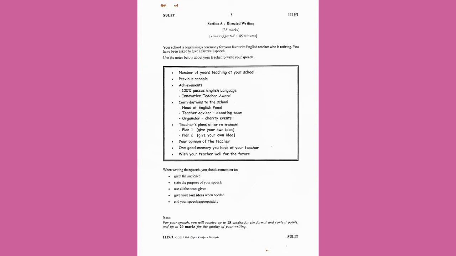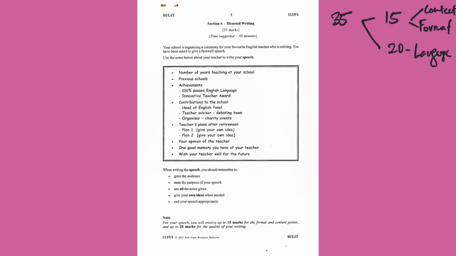Now, it is provided in the question: Section A, directed writing, 35 marks. You need to make sure you know what those 35 marks are for. So the 35 consists of 15 for content and format, and 20 for language. Excuse my handwriting, I'll hopefully improve one day. Now you know the allocation of marks.